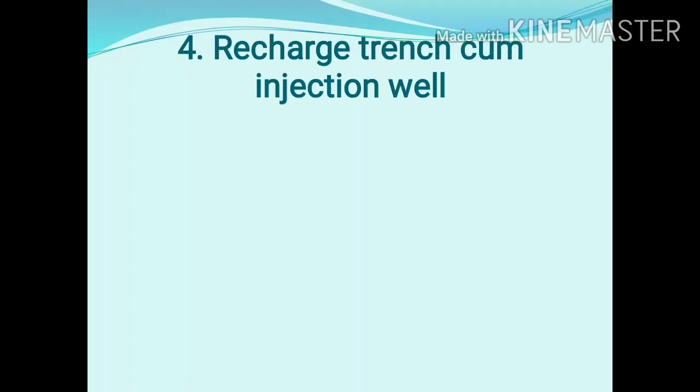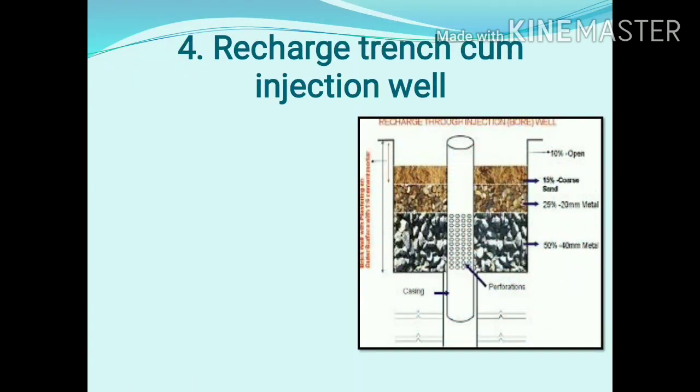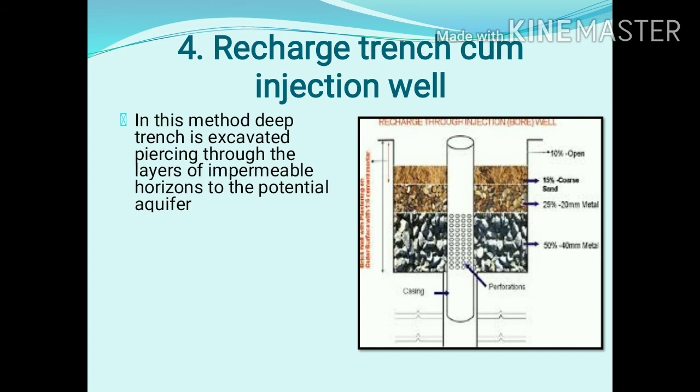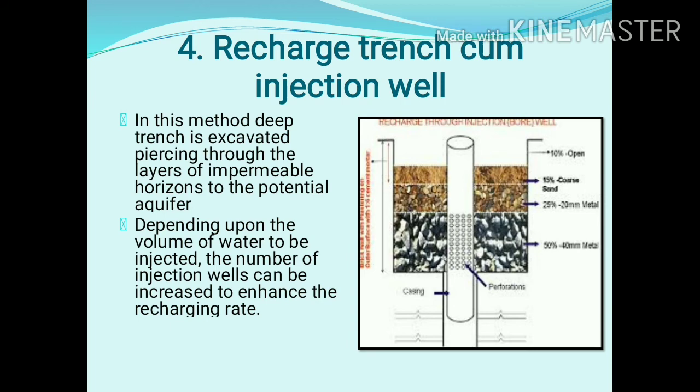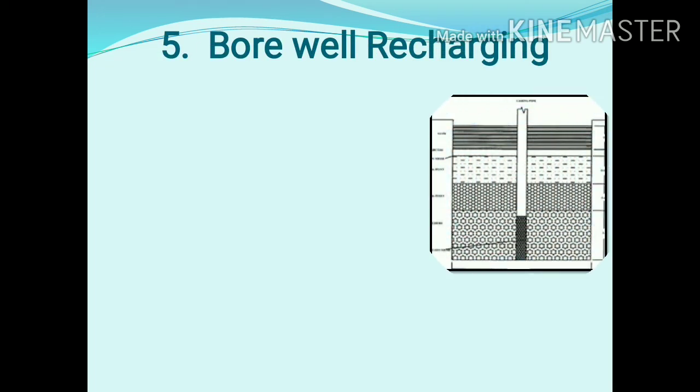Now we will discuss the next part of artificial recharging method, that is recharge trench cum injection well. In this method, a deep trench is excavated, piercing through the layers of impermeable horizons to the potential aquifer. Depending upon the volume of water to be injected, the number of injection wells can be increased to enhance the recharging rate. Now we will discuss a very interesting part of artificial recharging method, that is borewell recharging.